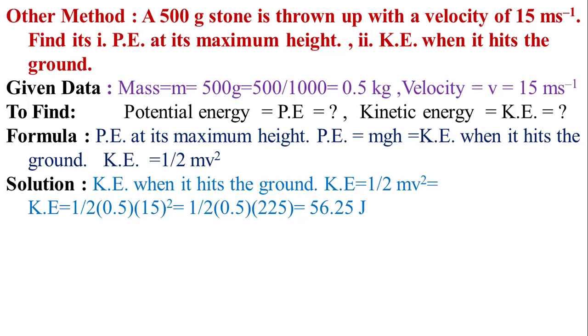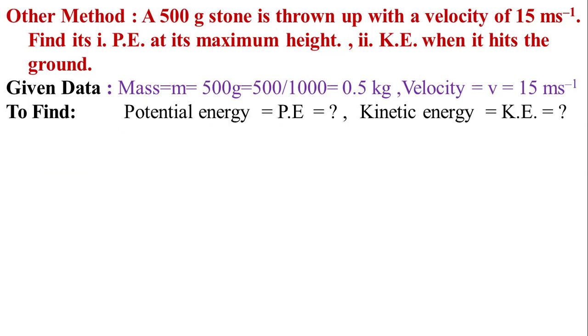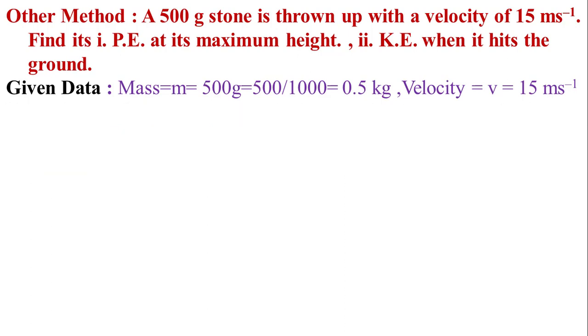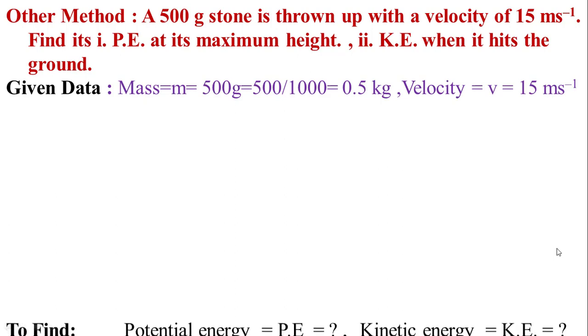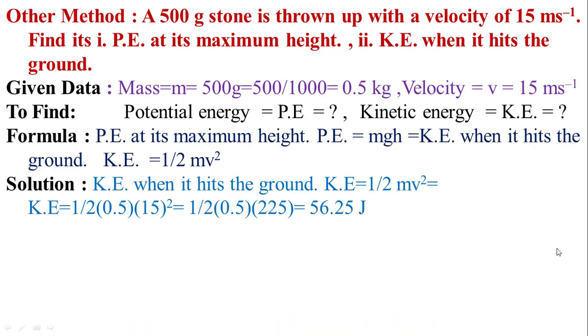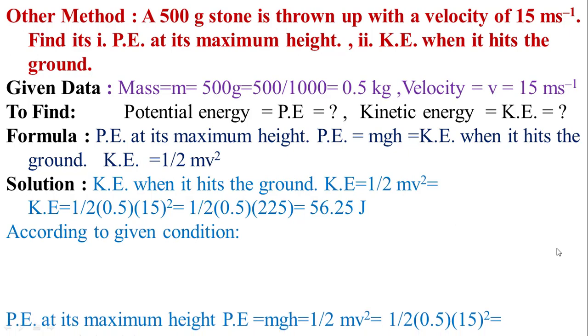Putting the values, Ke is equal to 1 upon 2 into 0.5 multiplied by 15 square, which is equal to 1 upon 2 into 0.5 multiplied by 225. Then the final answer is 56.25 joule. And we solve the other values. So calculate according to the given condition.